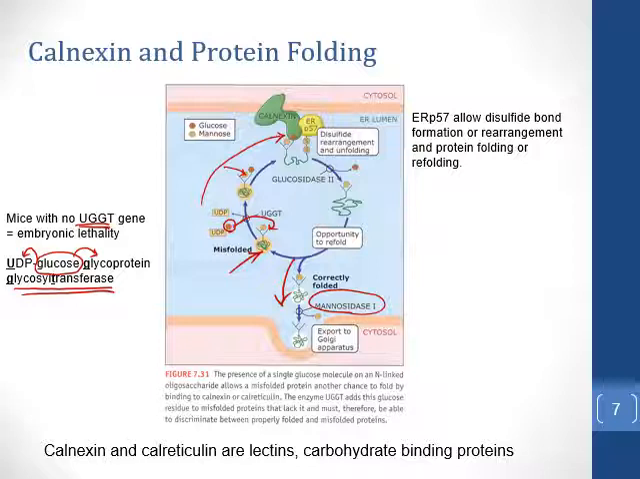It had a glucose added back to it. That caused it to be bound to Calnexin. ER-P57 unfolded it. It refolded properly the second time. Now it's incorporated into a vesicle and taken to the Golgi apparatus.